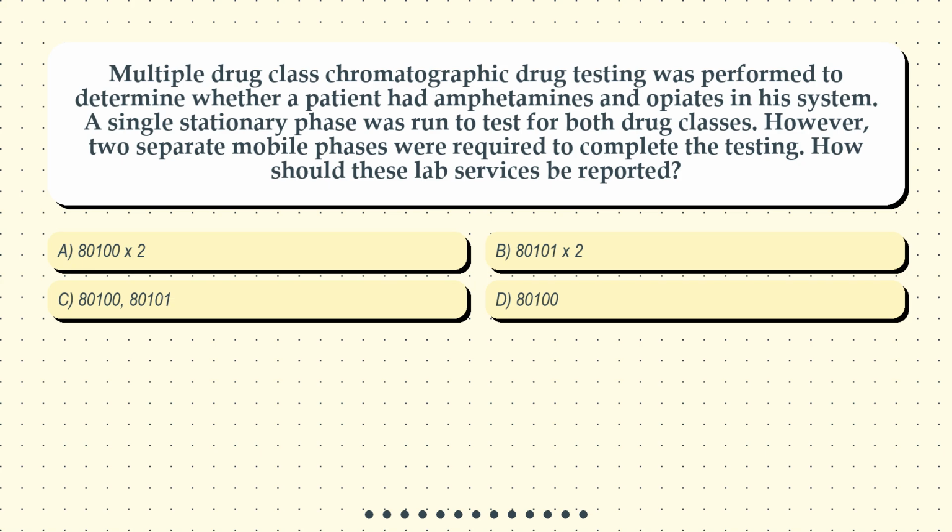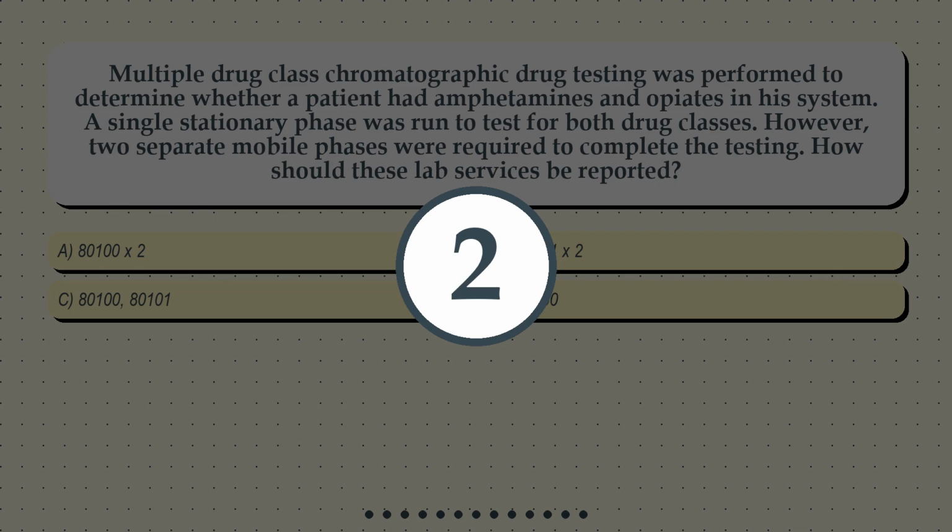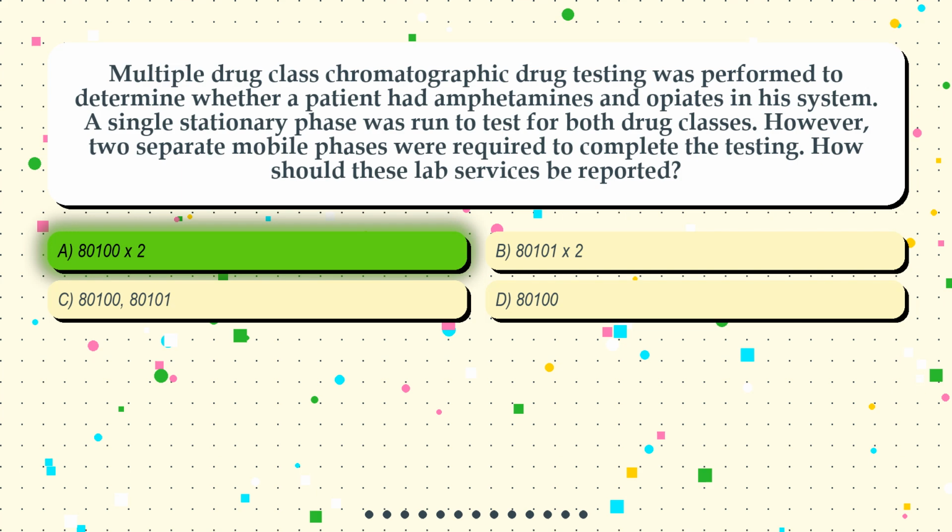Option A, 80100x2. Option B, 80101x2. Option C, 80100, 80101. Option D, 80100. The correct answer is option A, 80100x2.